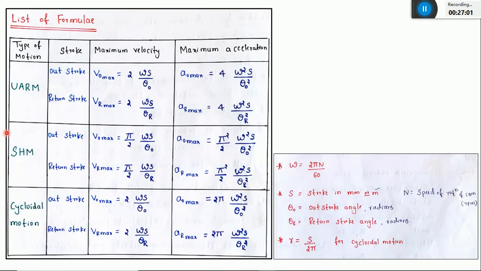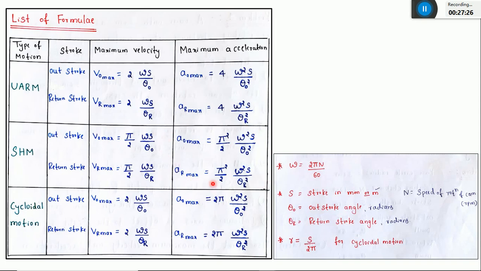For simple harmonic motion, I want the maximum acceleration during the outstroke. It is a naught max, this formula, and during the return stroke, it is ar max. Again, this formula: pi square by 2 omega square s by theta naught square. Same formula. For the return stroke, I'll replace theta naught by theta r. Only that is the difference.